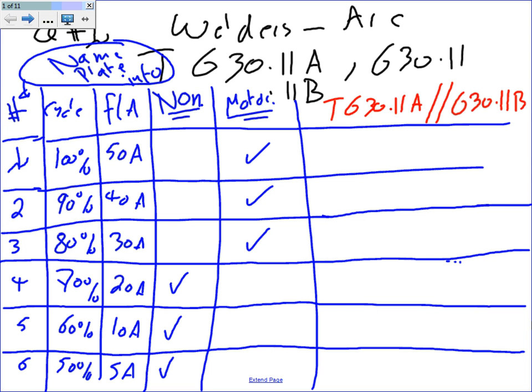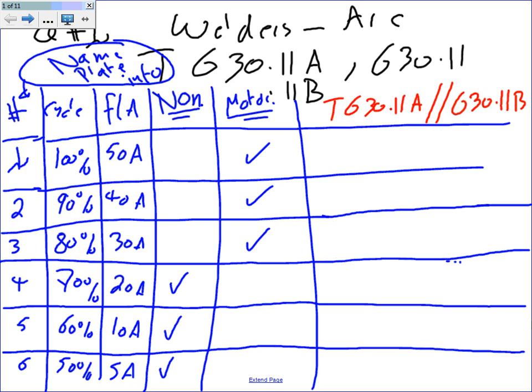All right, so here's the example that you guys all have. I have welders, and they're all arc welders. The article that's going to be talking about the arc welders, as you guys can see, is 630.11 A and B. And the example that we have, Ashley, my friend, is I have 6 welders coming from the same feeder, and each one of them has a different cycle. It's going to run a different cycle, and the full load amps of each one of them is given, as well as if it's non-motor and motor.